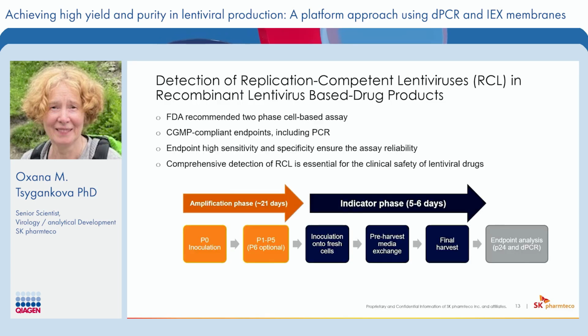This is an example of a cell-based assay for the detection of replication-competent lentiviruses in C8166 cells transduced with HIV-based vectors. The assay starts with the amplification phase that is followed by the indicator phase. The amplification phase consists of a few cell passages, and the last passage is inoculated into fresh indicator cells. After 5-6 days, cells are harvested and analyzed for the presence of RCL by P24 ELISA and GAG-POL PCR.